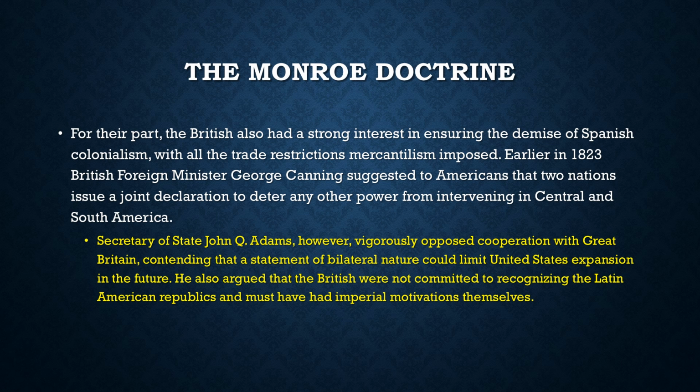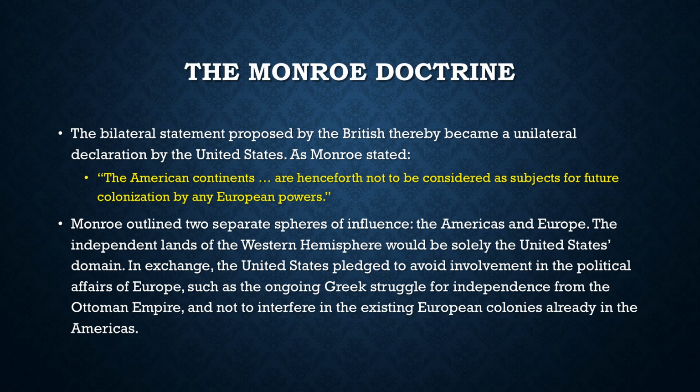All right, let's move on. Okay, so it states here that the bilateral statement proposed by the British thereby became a unilateral declaration by the United States. As Monroe stated, and this is actually language from the doctrine itself, it says, the American continents are henceforth not to be considered as subjects for future colonization by any European power.